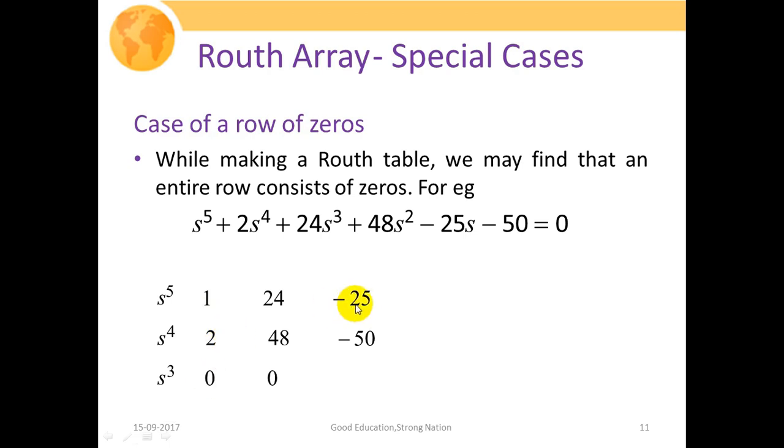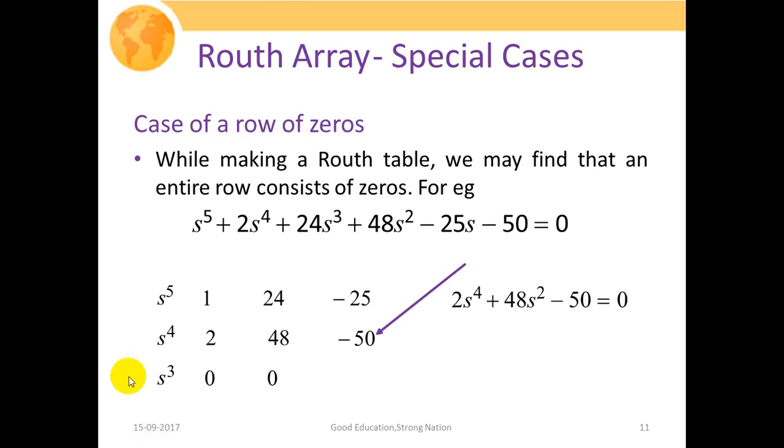Then 2 into minus 25 is equal to minus 50, minus times of minus 50 into 1, that is plus 50, divided by 2, again that turns out to be 0. So if we observe this particular row, this complete row will be 0, and when we try to calculate the next element, everything will become a divided-by-0 form. So how are we going to encounter this sort of problem? Let's analyze it.